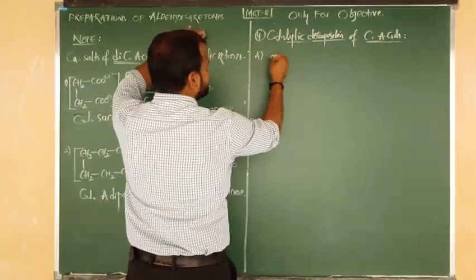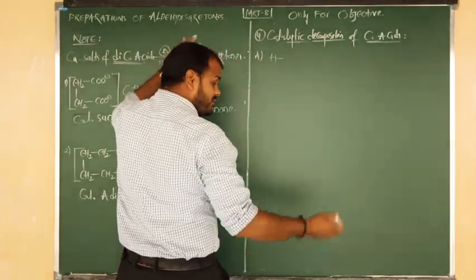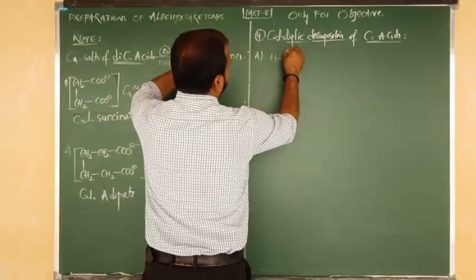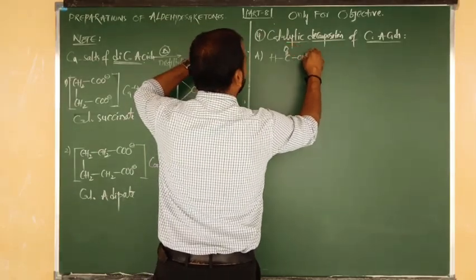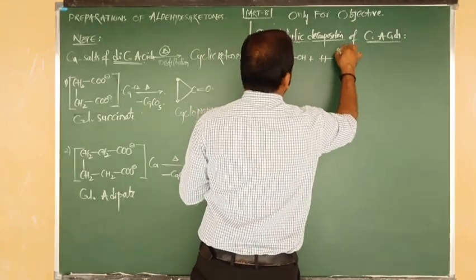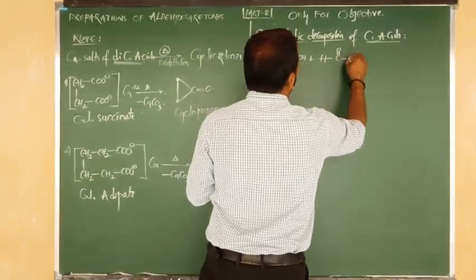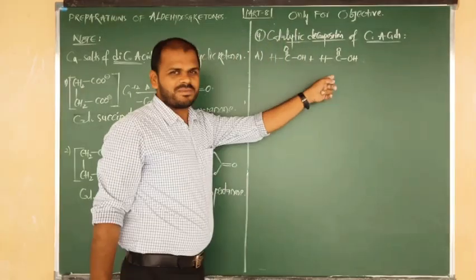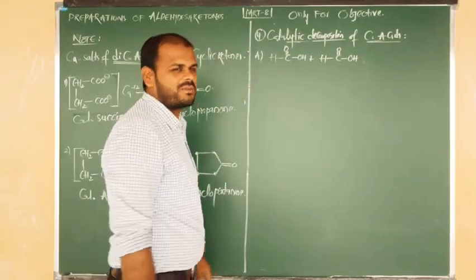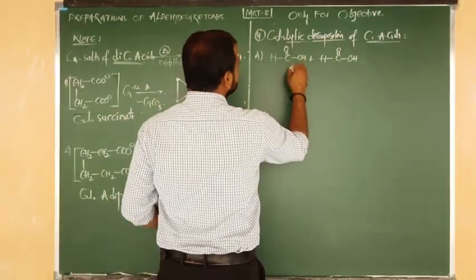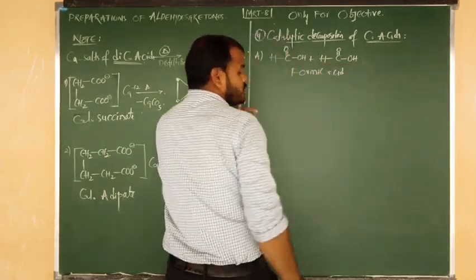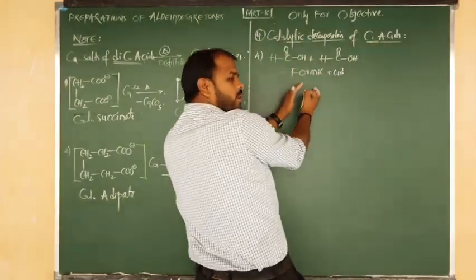The one carbon carboxylic acid is formic acid. What is the formula? H bonded to COOH. Otherwise we can write H bonded to C double bond O, bonded to OH. And we can write another example, H bonded to C double bond O, again connected to OH. So how many moles of formic acid? HCOOH, HCOOH. Two moles of formic acid we have taken, a carboxylic acid.